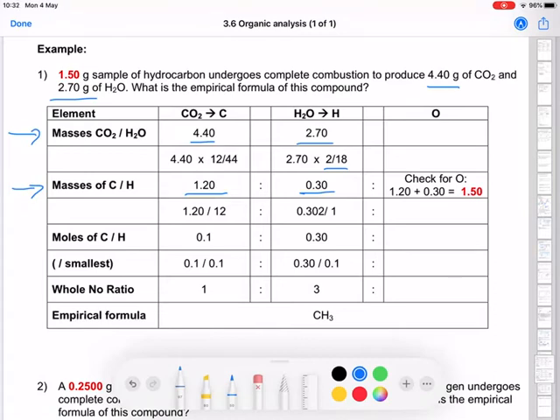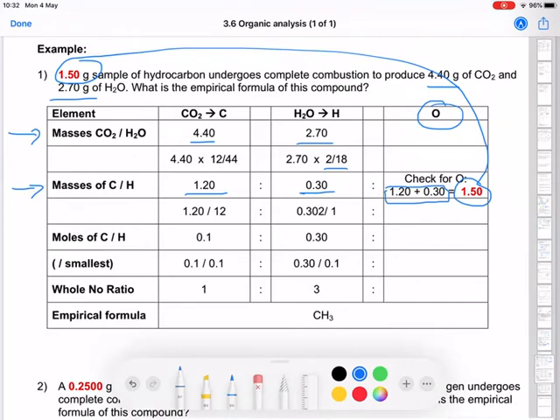Now here's the bit that people often miss out. You've got to check to see whether there is any oxygen present. And to do that, we add the mass of carbon and the mass of hydrogen together. If it is equal to the mass that you started with, it doesn't have any oxygen. If it is greater than the mass that you started with, the difference is oxygen. Okay? So from here, it's exactly the same as what we were doing before.